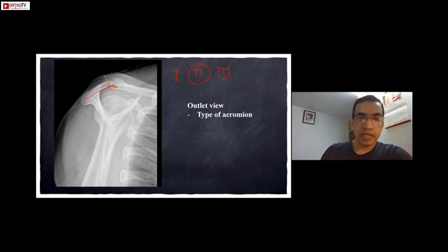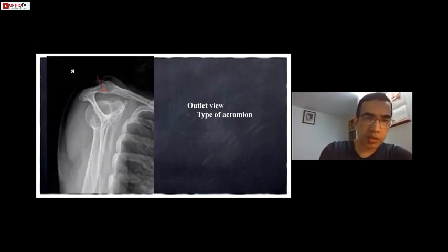If it is type 3, something like this, you can see here, the curvature suddenly becomes like this. Okay, so this could be type 2 with a hook.